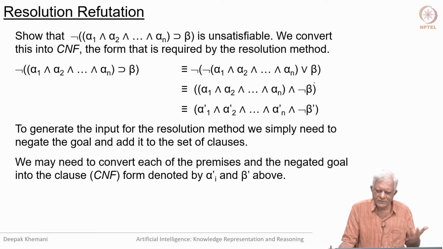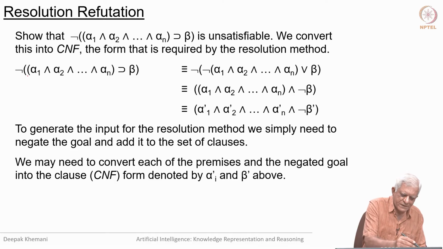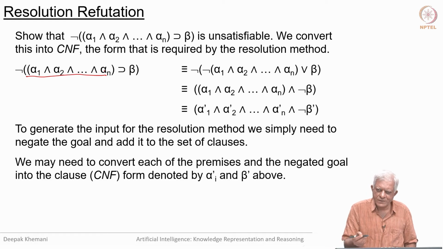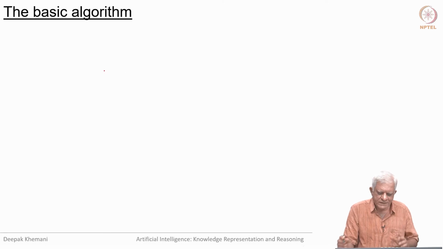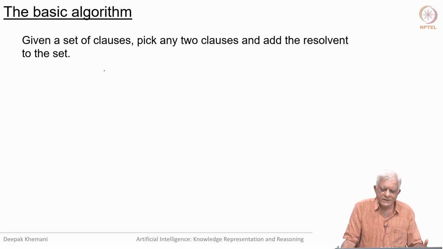So, alpha 1 itself could have other connectives, but eventually we want to reduce the input knowledge base, which is going from alpha 1 up to alpha n, so that it is in clause form. I am using the term clause form, which is just another name that we often use for CNF, because it is a set of clauses essentially. So, what is the basic algorithm for doing resolution? Given a set of clauses, pick any two clauses and add the resolvent to the set.